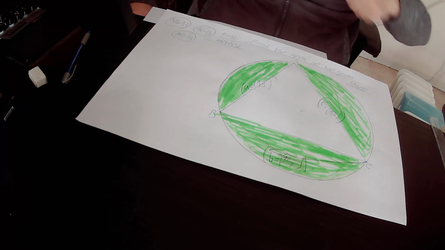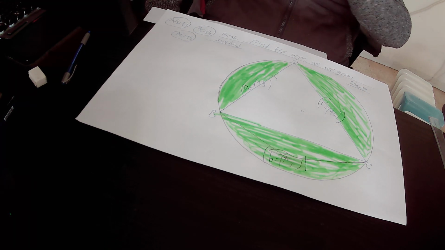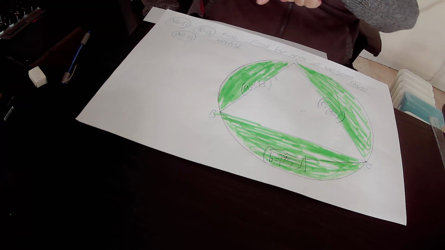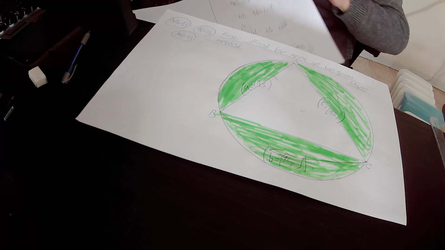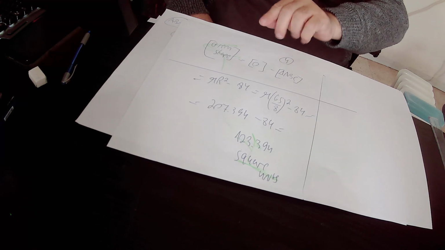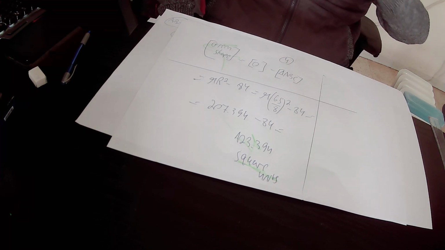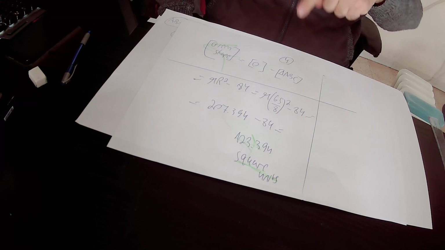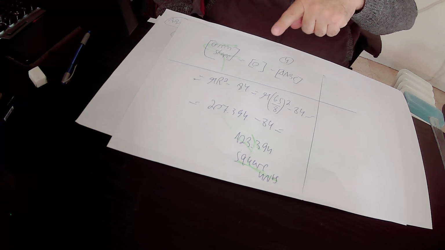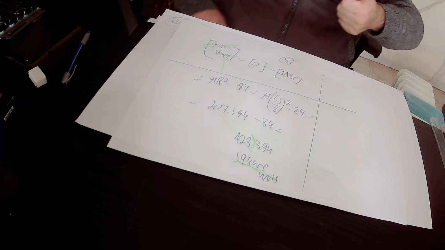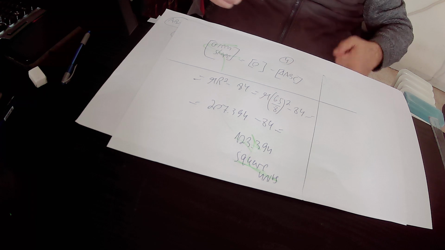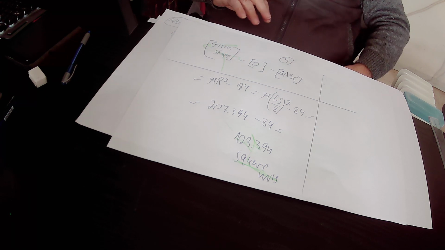It is very easy to see from the drawing that the area of this green shape equals the area of the circle minus the area of triangle ABC. Repeat again, the area of the green shape equals the area of the circle minus the area of triangle ABC. The area of the circle equals pi r square. We already found out that the area of triangle ABC equals 84 square units.